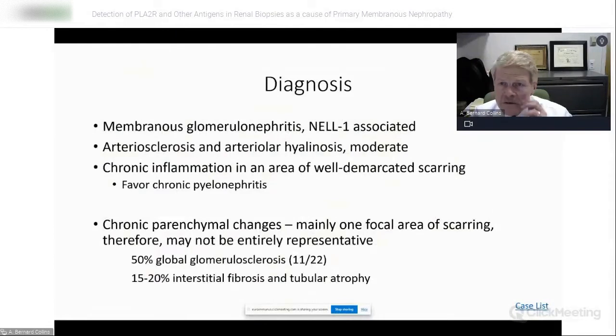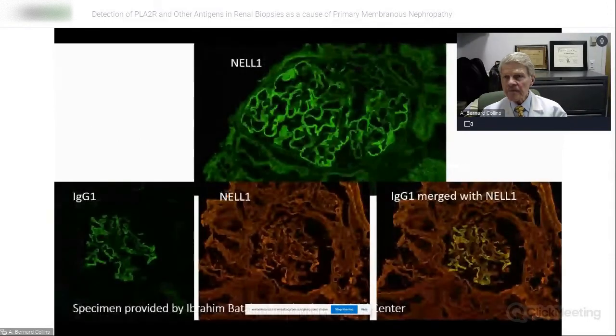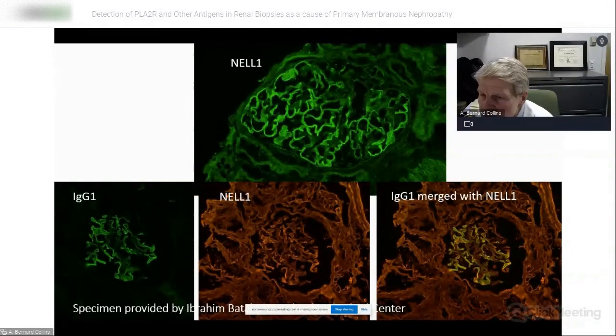So the diagnosis here: membranous glomerulonephritis, Nell-1 associated. There was arteriosclerosis and arteriohyalinosis that I showed you, and there was chronic inflammation, which probably favors chronic pyelonephritis, and there were chronic parenchymal changes in this patient. There was about 50% global glomerulosclerosis, and we saw that in the C3. There was a segmental scarring pattern for staining in the C3, and there was about 15 to 20% interstitial fibrosis and tubular atrophy.